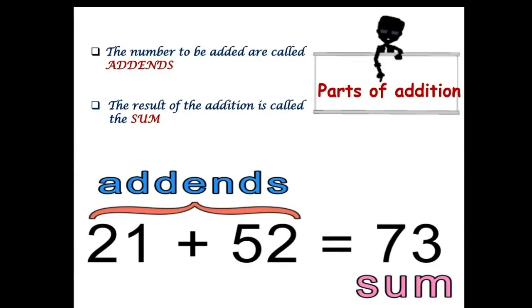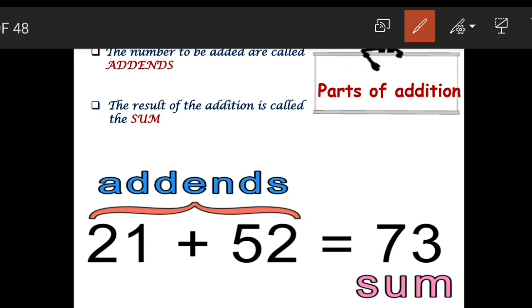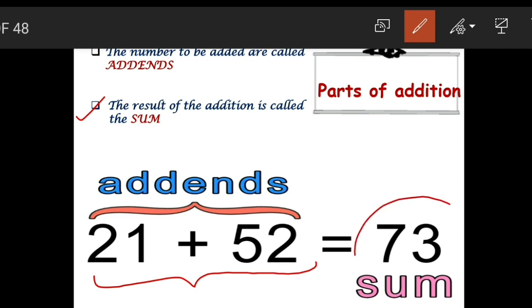Parts of addition. The number to be added are called addends. You can see these two numbers which we are adding. These two numbers are called addends. And the result of the addition is called the sum. So this is the sum. When we add two numbers, the numbers we are adding are called addends, and the answer that we get is called sum. So in this example, 21 and 52 are addends and 73 is the sum.